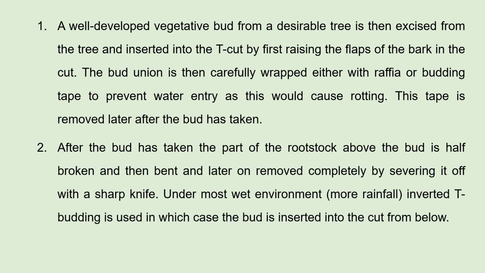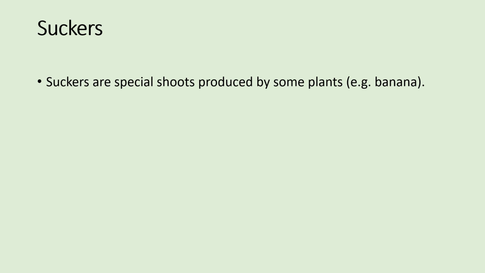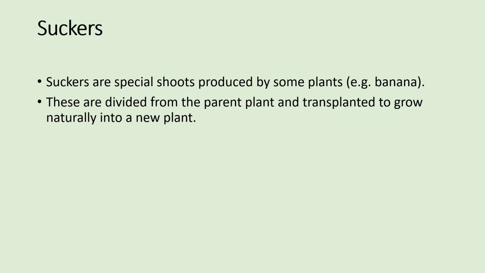After the bud has taken, the part of the rootstock above the bud is half broken and then bent and later on removed completely by severing it off with a sharp knife. Under most wet environments, with more rainfall, inverted T-budding is used, in which case the bud is inserted into the cut from below. Suckers. Suckers are special shoots produced by some plants, e.g. banana. These are divided from the parent plant and transplanted to grow naturally into a new plant.